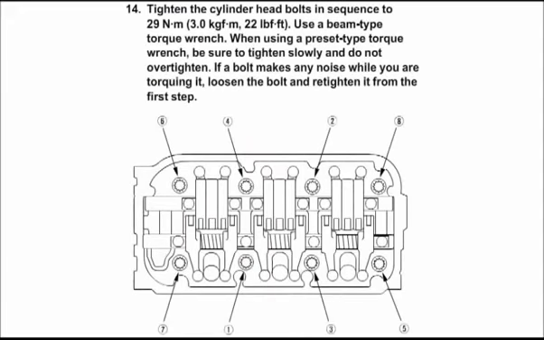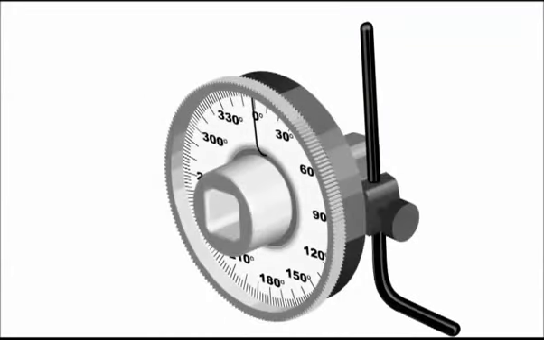Some fasteners, such as those used in cylinder heads, require that they be torqued to a specified value which is lower than the final torque. When required to do so, always use a torque angle gauge to ensure accurate rotation.